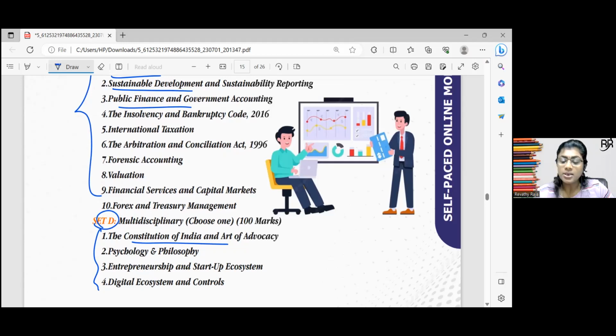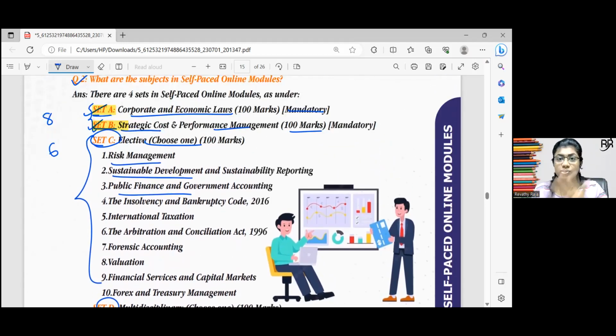So now we have understood. We have 4 sets. Set A and set B are mandatory; you have to attend them. And from set C and D, we can select 1 out of 10 and 1 out of 4. So that's regarding the subjects.